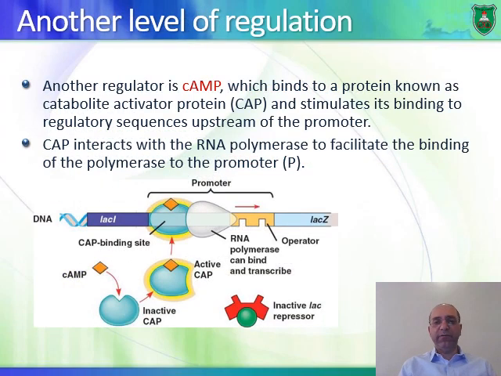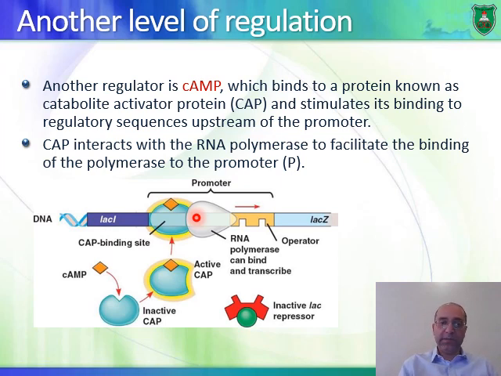So let's talk about another level of regulation. First, we talked about positive regulation, that is, the presence of something induces transcription. Lactose induces the transcription of the lac operon. Now we'll talk about another level of regulation by a small molecule known as cyclic AMP. Cyclic AMP binds to a protein known as catabolite activator protein, or CAP. CAP binds to an element upstream of the promoter and interacts with the RNA polymerase, activating it and pushing it forward so that it induces transcription really fast and efficiently, producing a lot of beta-galactosidase and all of the other proteins.